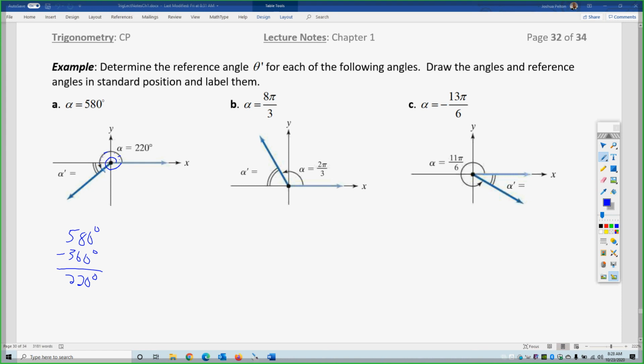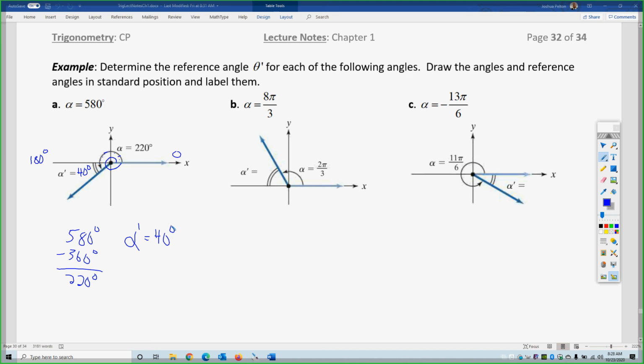So here we're going to use alpha, because you can use alpha, beta, or theta, or any Greek letter for the angles. So I made it to 180 degrees over here, right? Because this is 0. This is 180. So 220 minus 180 gives me a 40 degree reference angle. So my reference angle is 40 degrees. So instead of doing 580, I should do 40 degrees for my trig functions.